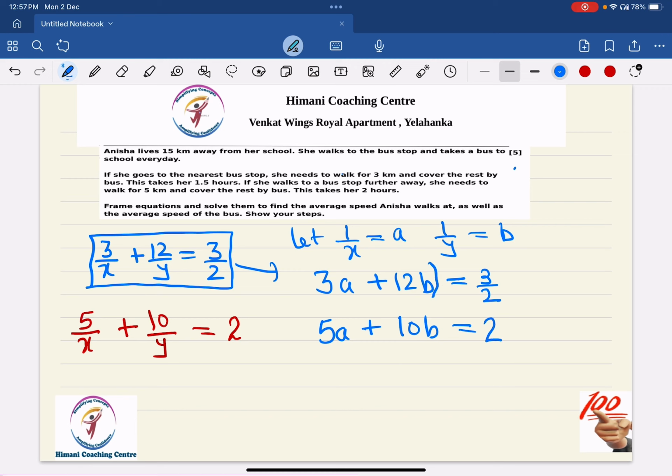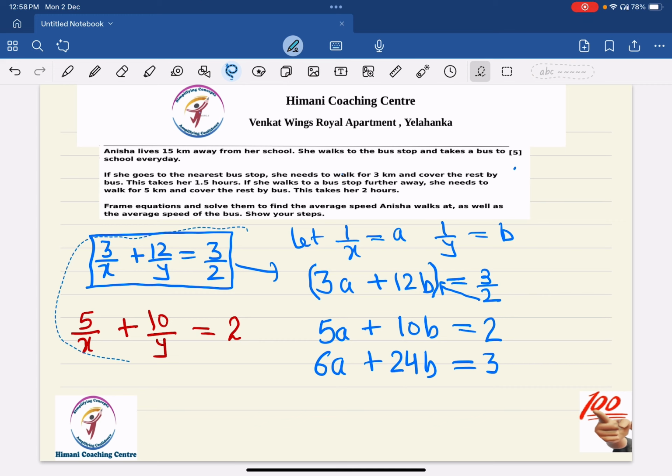Now, in order to simplify, what we can do, just multiply with 2. So you will get what? 2 times 3a becomes 6a. 2 times 12b becomes 24b, which is equal to 3. Now, we want to solve these equations. So you would have learned elimination or substitution. Whichever way you are comfortable, you can solve that. So let me solve this by elimination.